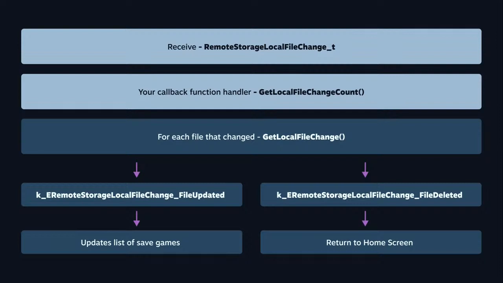In this example, if we found a newer save game file, we'll then update the list of save games in memory. But if any save games were deleted, we'll return the user to the home screen. Now, if players ever have to interact with the keyboard or enter text in your game, there are a couple APIs you'll want to be aware of.